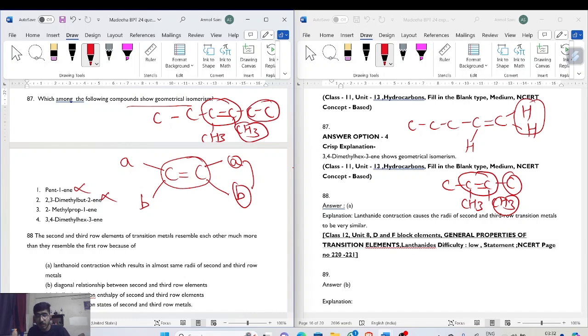Now we have to check the left side. Here we have ethyl and here we have methyl. These two groups are also different. So it satisfies the condition of geometrical isomerism. So compound 4 will exhibit geometrical isomerism.